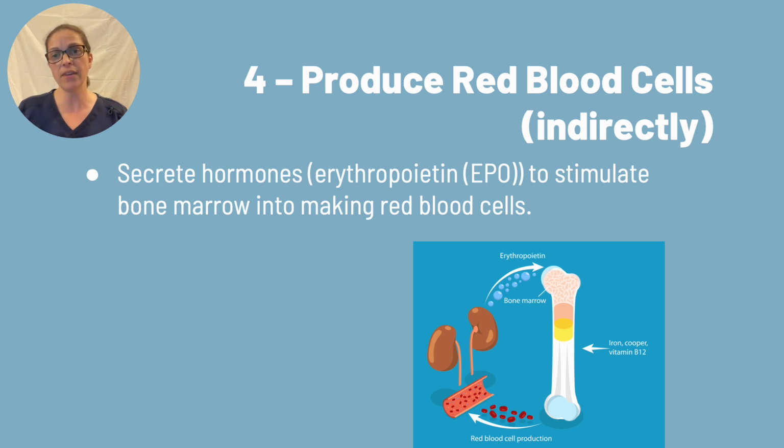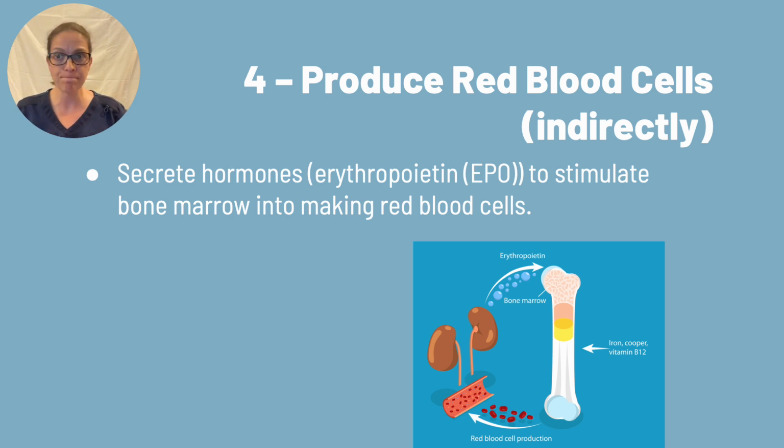A fourth thing that your kidneys are going to do is they actually help to produce your red blood cells, which are going to carry the oxygen molecule around your body to keep you nice and oxygenated, right, for cellular respiration. Okay, so what it does is it secretes a hormone, and this stimulates your bone marrow into making the red blood cells. So it doesn't actually make it directly, but indirectly it influences how many red blood cells are going to be created.